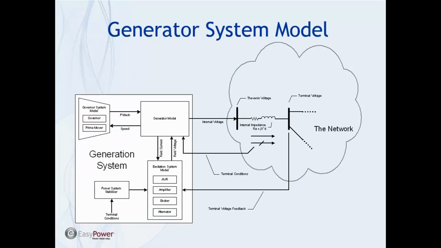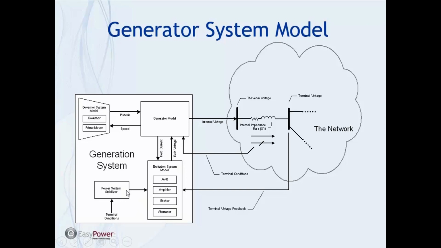So this gives you an idea of the generator system model, for instance. So we're looking here. This is the machine. This is the rotating machine. So we'll call that the generator. Over here we have the governor system, which consists of actually two components, which is the governor and also the prime mover is included in that. Over here we have the excitation system, which can have an amplifier, an automatic voltage regulator, an actual rotating exciter, an alternator. We're going to bundle that into the excitation system.